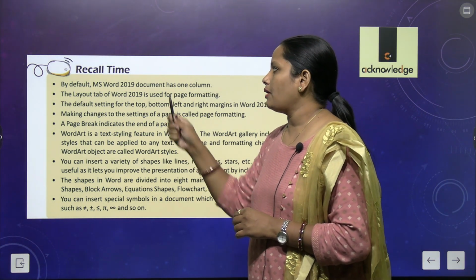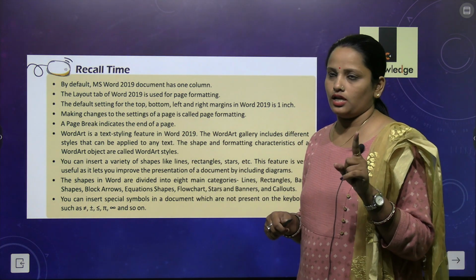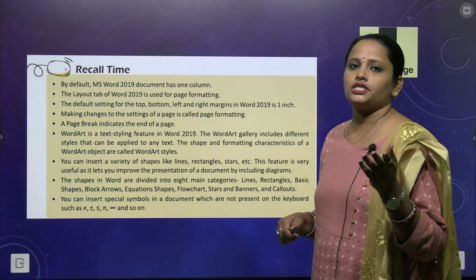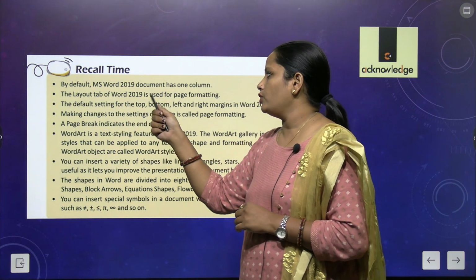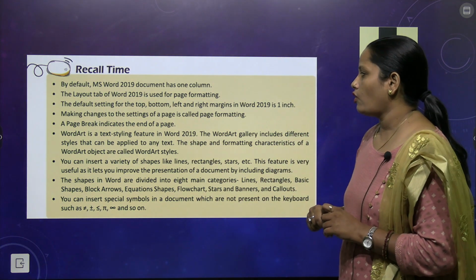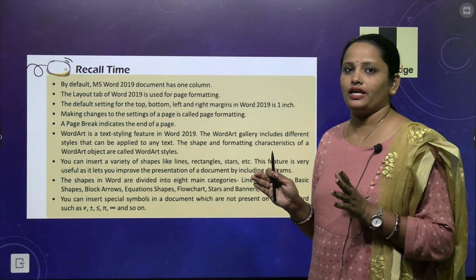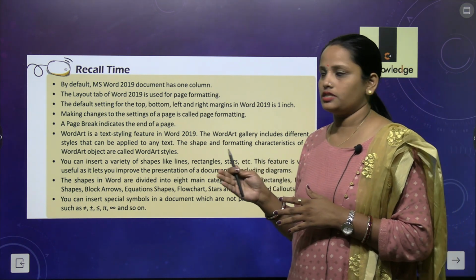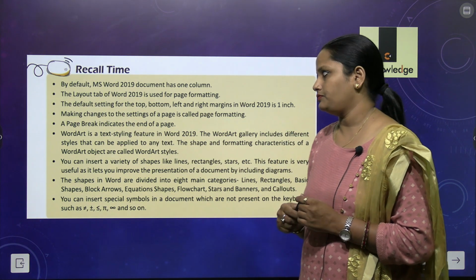Okay, now let's come to the recall time. By default, an MS Word 2019 document has only one column. We can change it according to our choice. The layout tab of Word 2019 is used for page formatting. So if we want to format the page according to our choice, where do we have to go? We have to go to the layout tab.